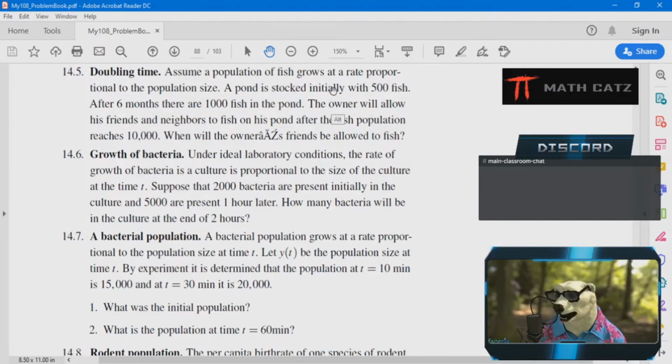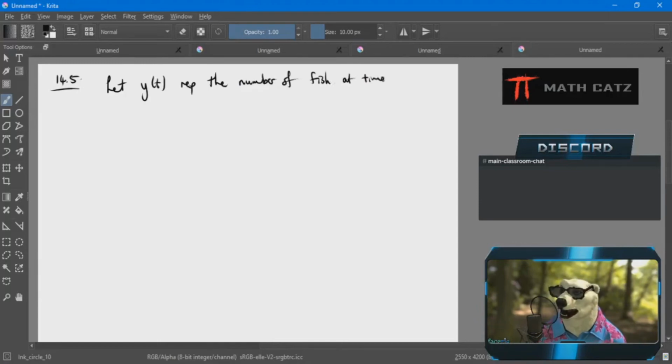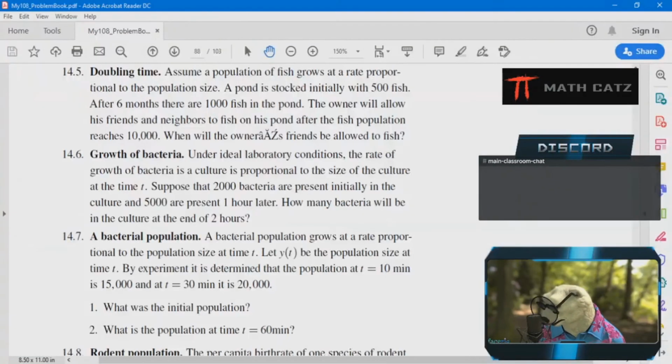So before I worry about any of that, I define my population function variable and set up the differential equation, which is a translation of this first sentence. Let's do that. Let's go with a y again. Let y represent the number of fish, the population size, at time t, and in this case, time is in months.